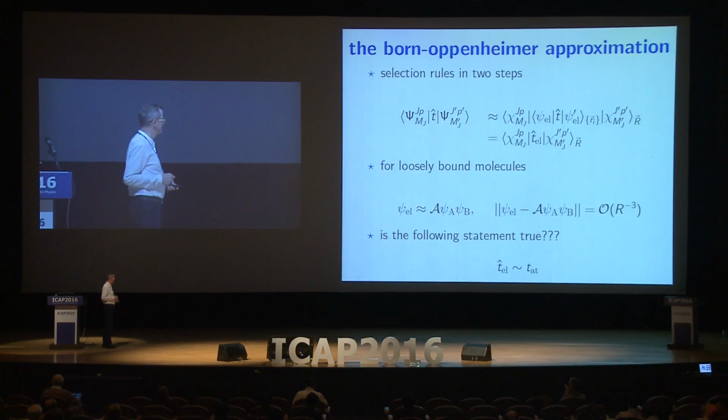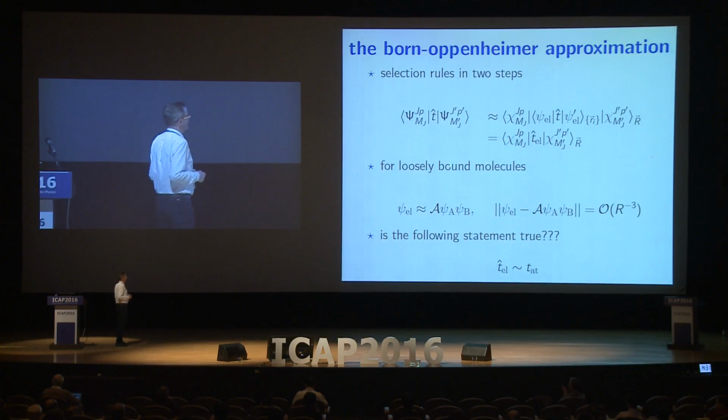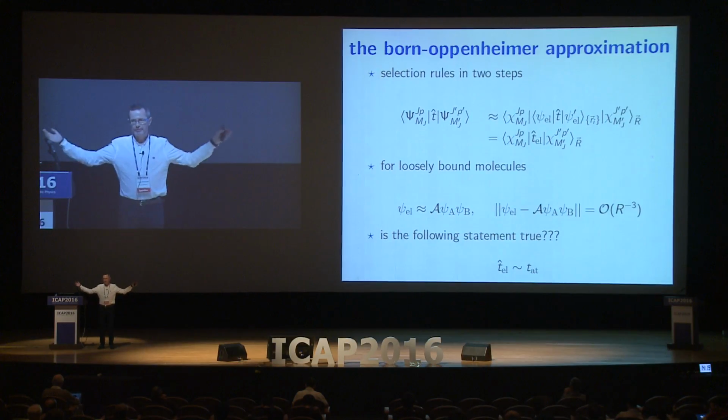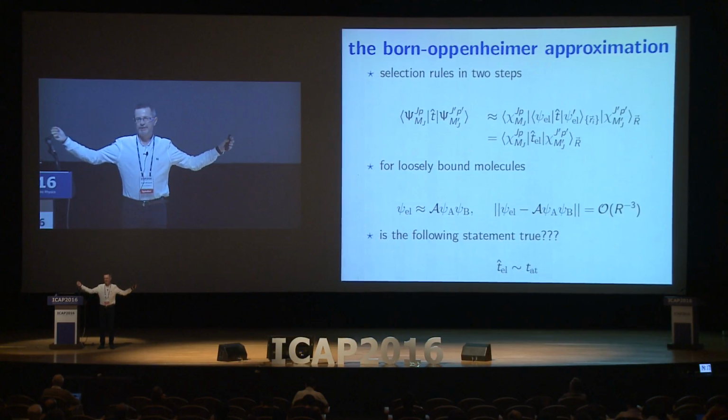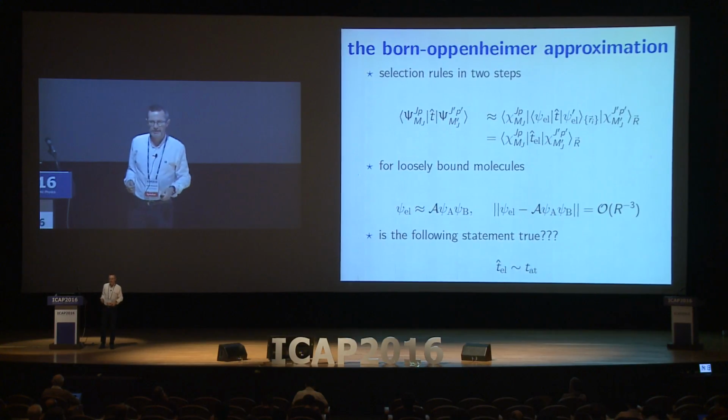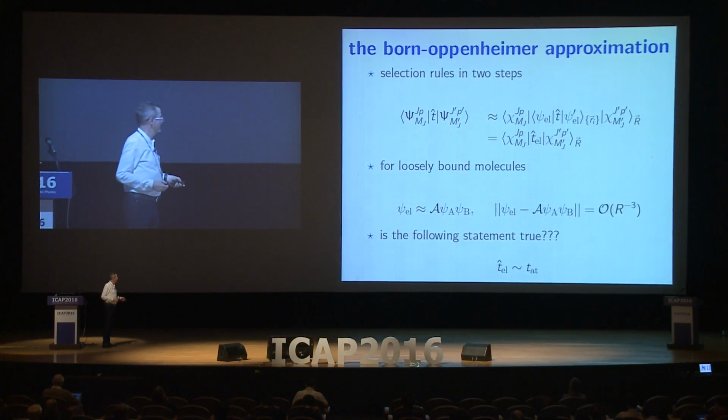You agree? So now one may ask the following: this electronic transition moment that appears here, is it related somehow to the atomic transition moment? One would expect that if you have 2 atoms that are very far apart, so in fact they are very close to the asymptote, it may be so that this electronic transition moment is just proportional to the atomic one.